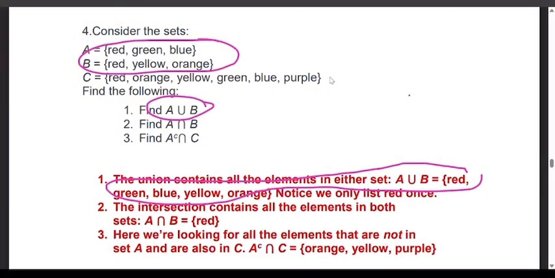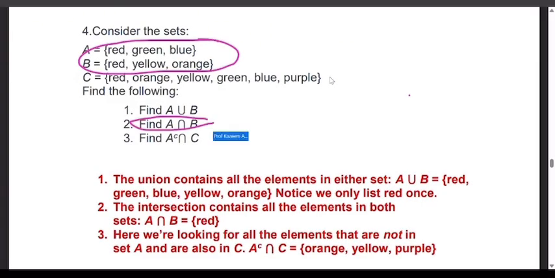Now the next one is asking you to find A intersection B. For A intersection B, what elements do they have in common? From what I'm seeing, they have red in common, and that's why I said the intersection is red. Take a look at that.